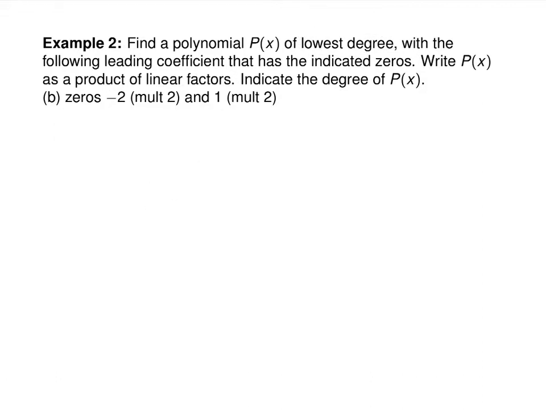The next one says that you have a polynomial of lowest degree with the following leading coefficients. And so you have zeros of -2, which has a multiplicity of 2. So what is the factor that a 0 of -2 comes from? x plus 2, and the fact that it was multiplicity 2 means it was squared. And if you have a 0 at 1, then that's x minus 1, right? And the multiplicity is 2, so that's also squared. They didn't say anything about the leading coefficient. I'm just going to assume they meant for it to be 1.